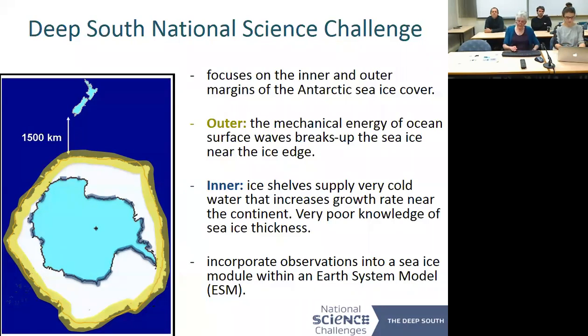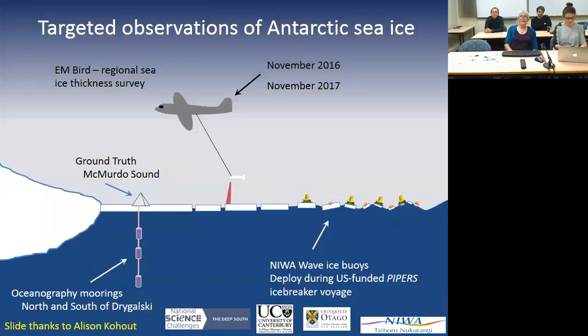And the overall idea is that we'll take knowledge that we've gained on these two edges of the sea ice and incorporate it into an Earth system model, which will be called the New Zealand Earth System Model. So this nice slide from Alison Cahoot is an overview of the observations that we're making to try and put together modules that will go into the New Zealand Earth System Model.